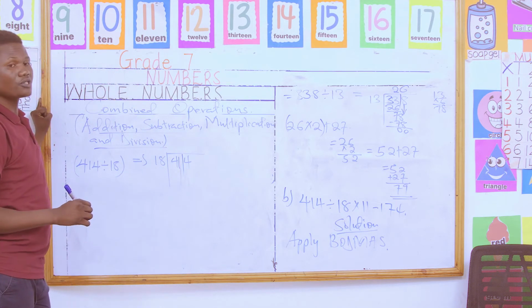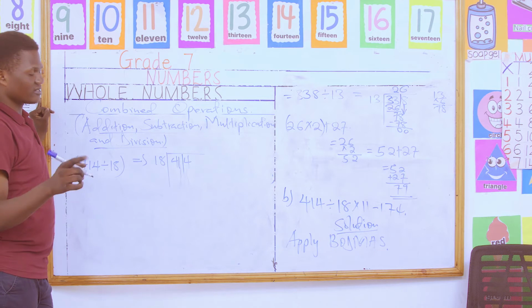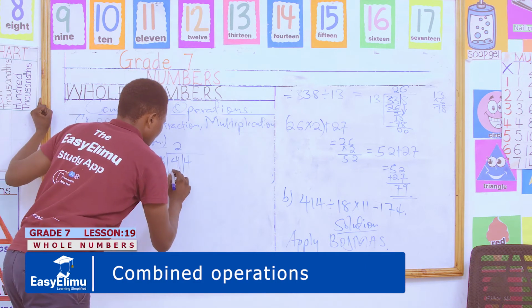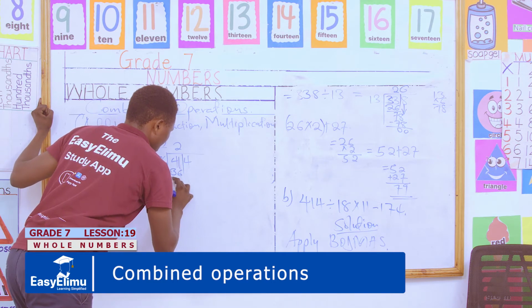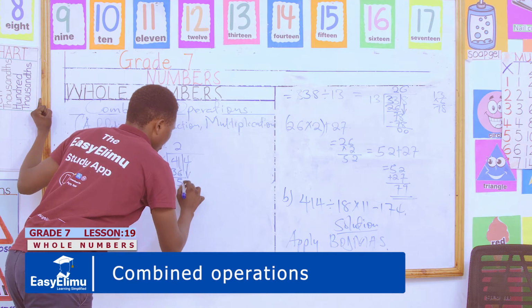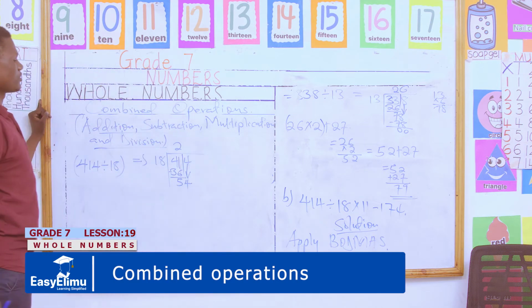41. So 14 goes into 41 how many times? Yes, Christine? 2 times, correct? So it goes there 2 times, which gives us 36. If we subtract, we have 5. Then we drop the remaining digit, which is 4, to make it 54.